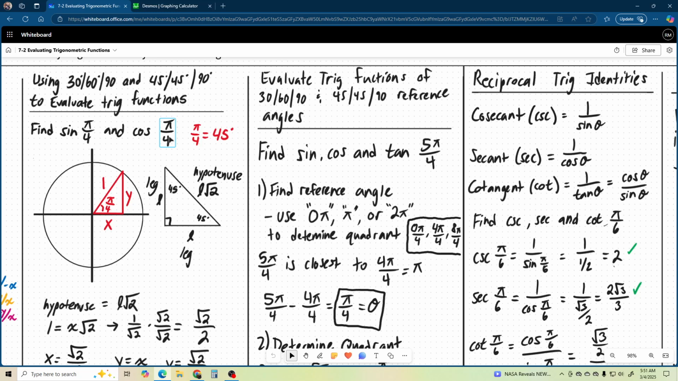Well, one thing you could do if you wanted to find pi over 4 very quickly is say, okay, well, what is pi? Well, pi is 180 degrees, right? If I take 180 degrees and I divide it by 4, I'm going to get 45 degrees. So pi over 4 is 45 degrees.